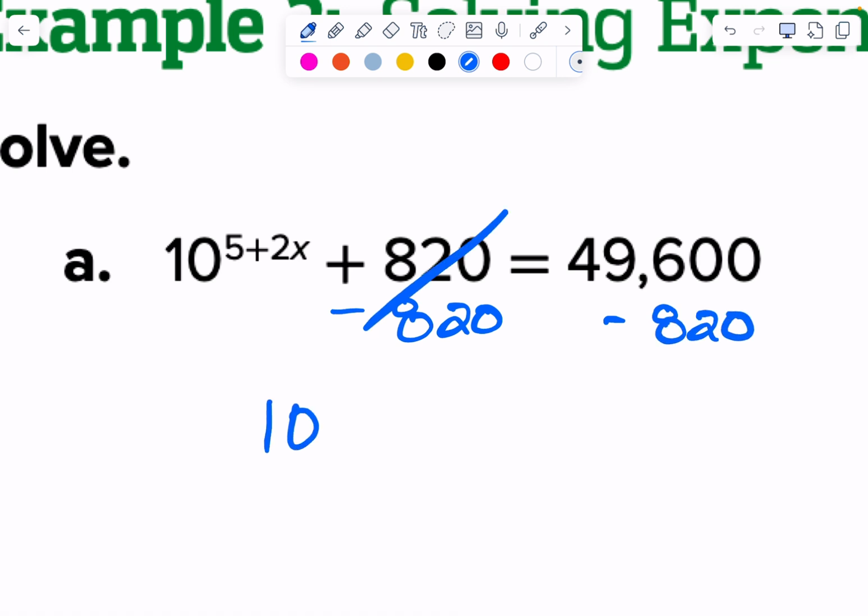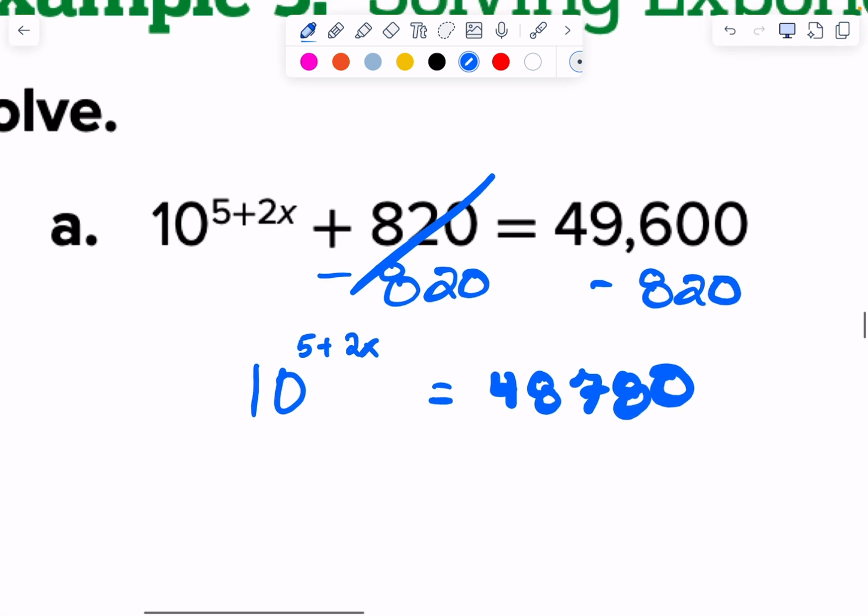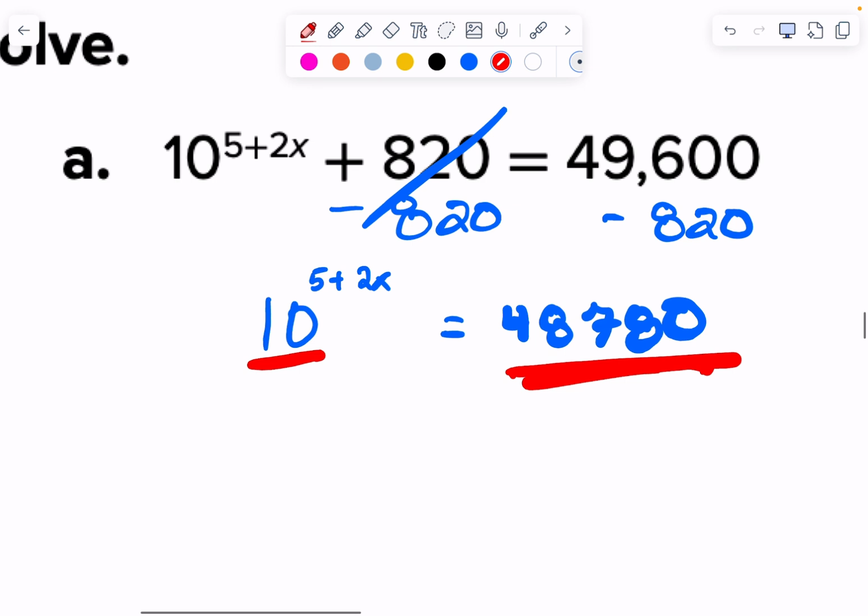Now I have 10 to the 5 plus 2x power equals 48,780. Okay, now I have an exponential function, right? And I have a base over here that is 10, and I have a base over here that is that big number. Can you write this number as 10 to the third power, or 10 to the fourth power, or 10 to the fifth power? No, that's not going to work. So what do we do instead?